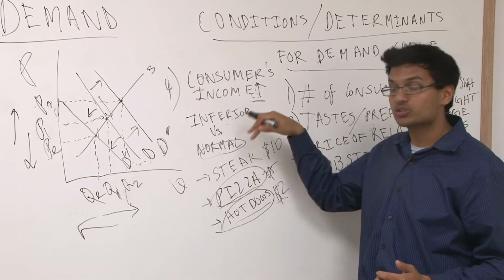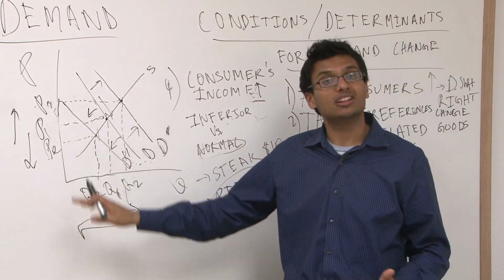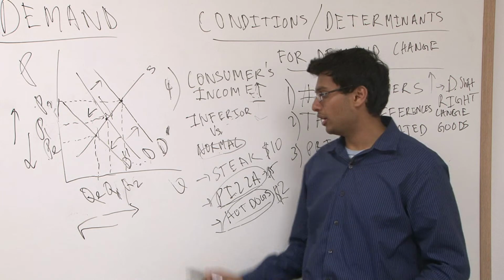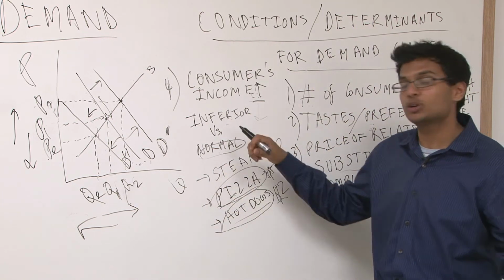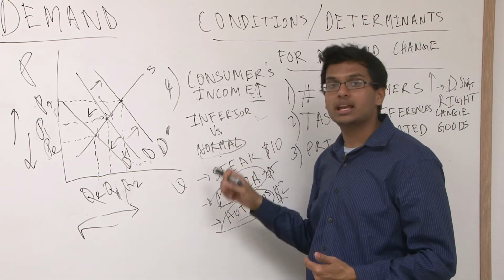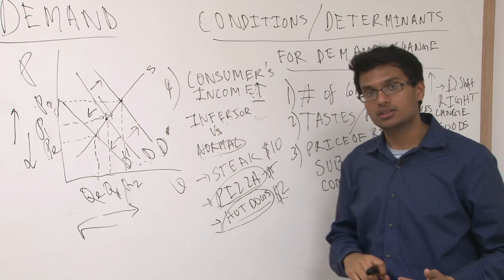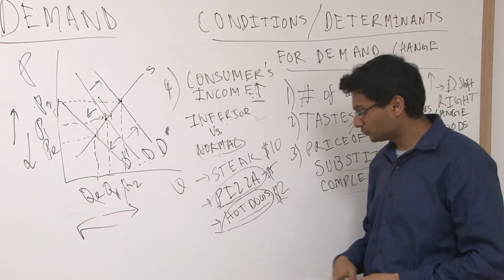If my consumer income goes down, it's going to shift to the left because people can afford less. And understand the relationship between inferior and normal goods. Income goes up, consume more of normal goods. Income goes down, consume more of inferior goods. Does that make sense? All right.